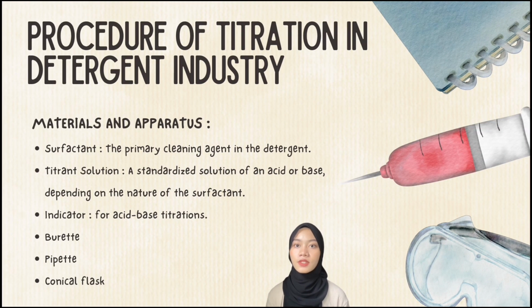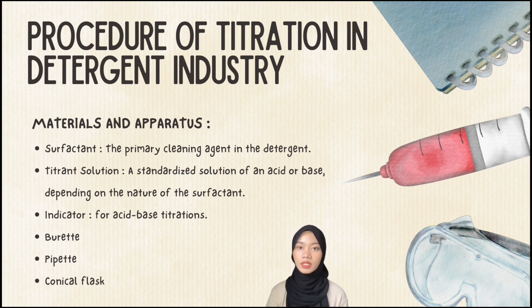Producing detergent involves the careful formulation of ingredients to achieve desired cleaning properties, and titration can play a role in determining the concentration of key components. Here is a simplified guide to producing detergent using titration application, focusing on the determination of a key ingredient, such as the concentration of a surfactant.